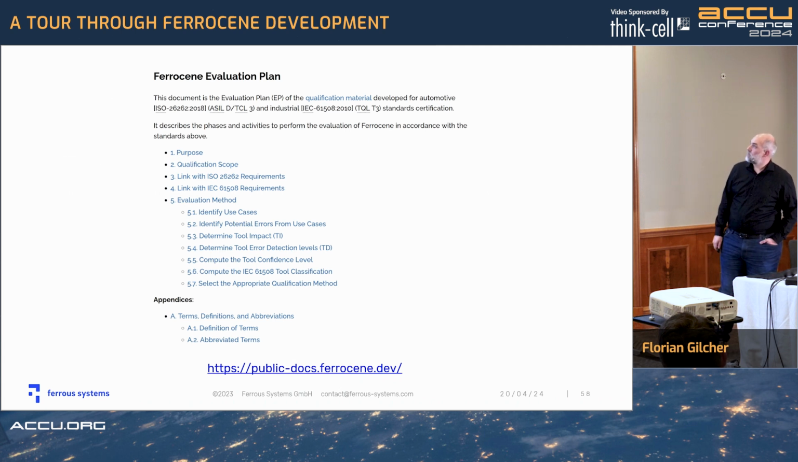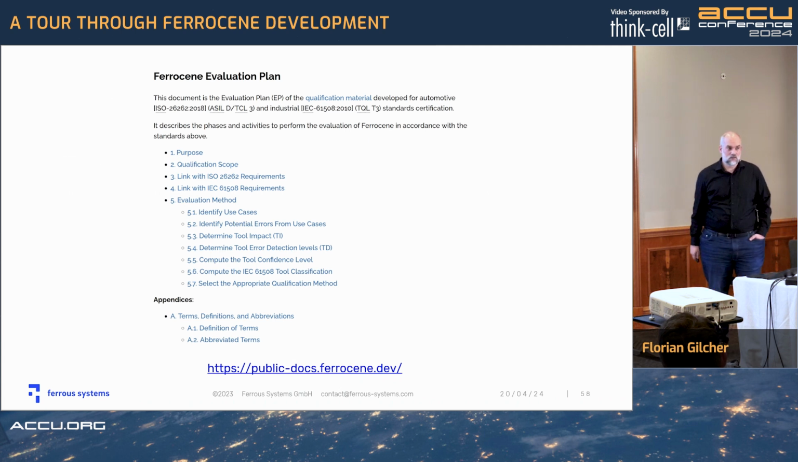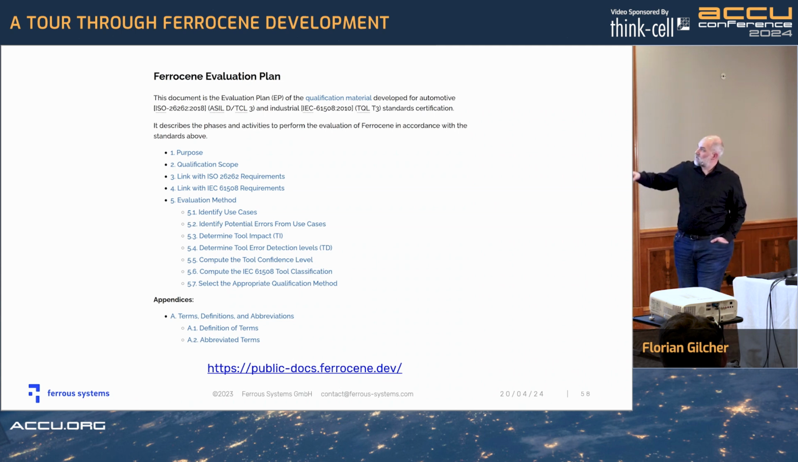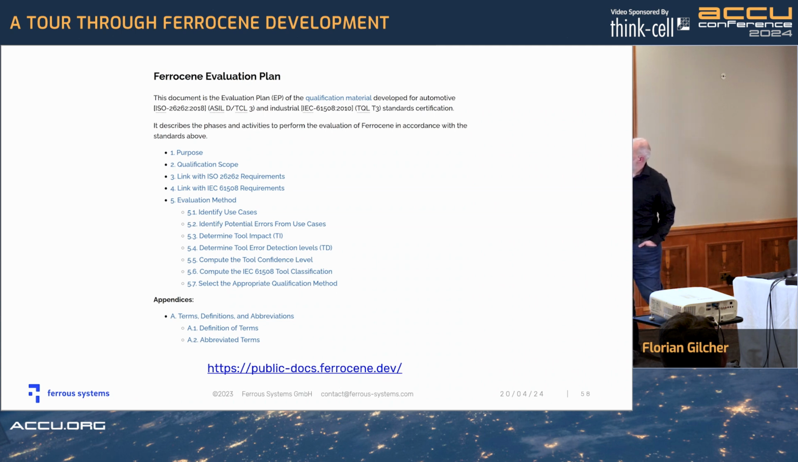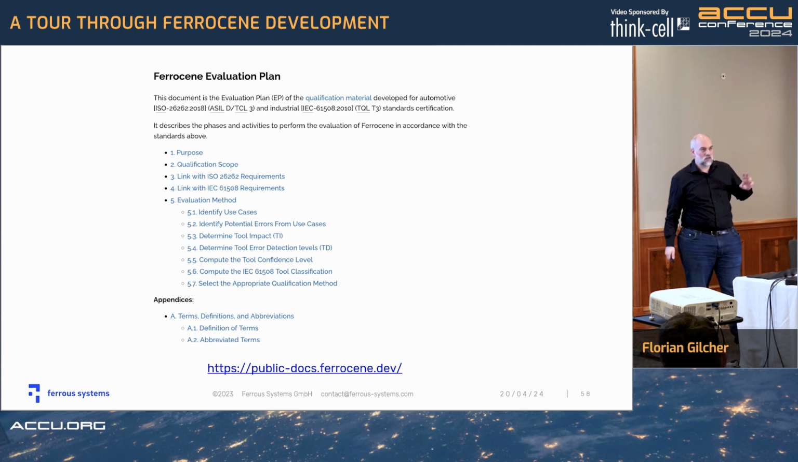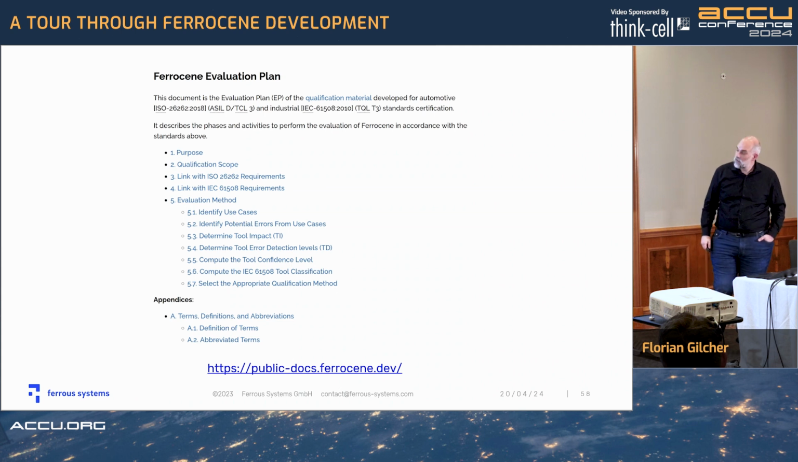So the evaluation plan, for example, communicates all the things I've been talking about before. It says, okay, this is a qualification scope. We qualify by ISO 26262, 61508. There's a lot of work that we will have to do for them. 5.3, for example, determine tool impact and error detection level are something that ISO 26262 mandates. This is a way of classifying how hazardous the tool could be, all of these kinds of things.